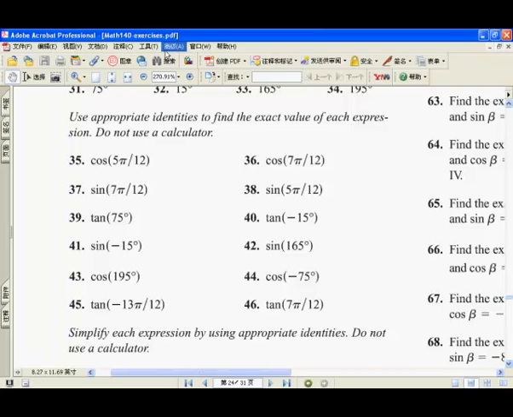Now let's look at number 45. Tangent of negative 13 pi over 12. So it's page 535, problem 45. We need to evaluate tangent of negative 13 pi over 12.